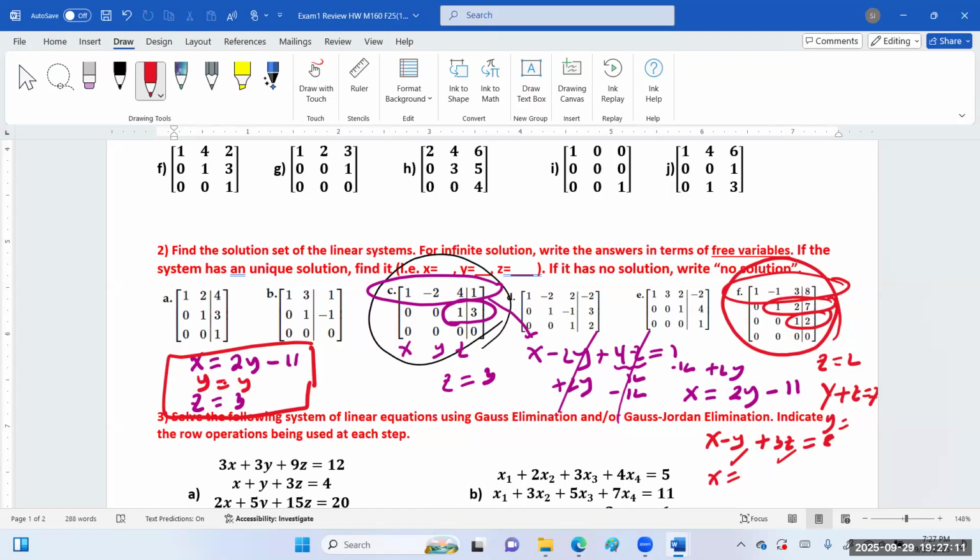And if you have no solution, it means no solution. So which of these doesn't have a solution? At least one. Mention at least one. Which one doesn't have any solution? How do you know? Do you remember?